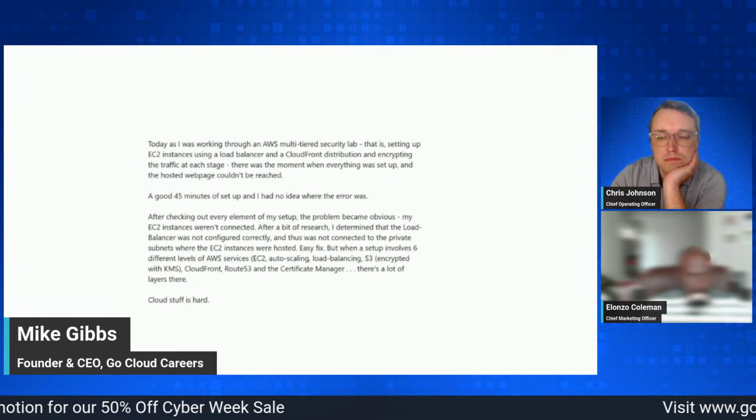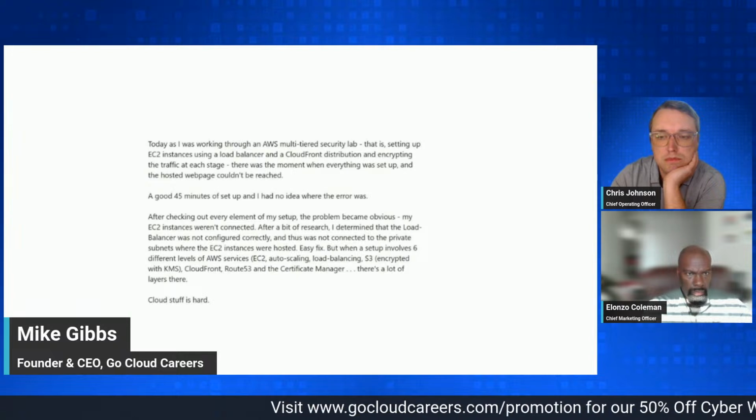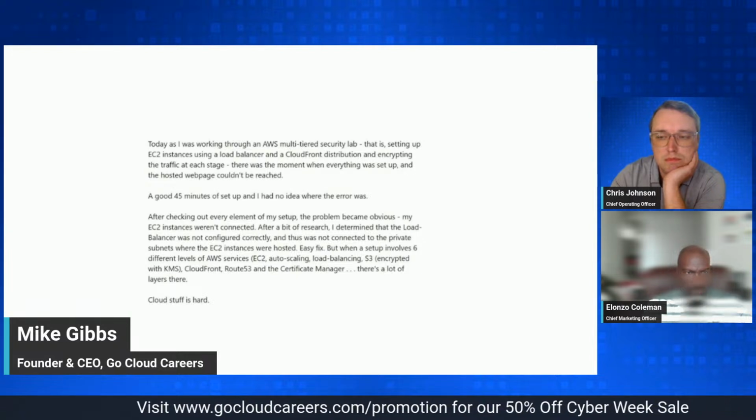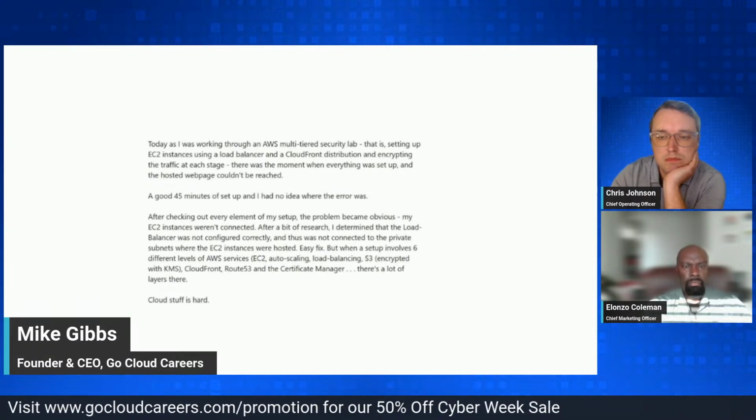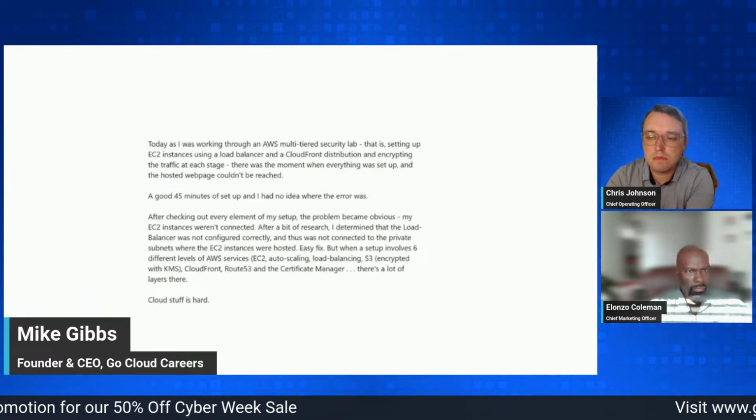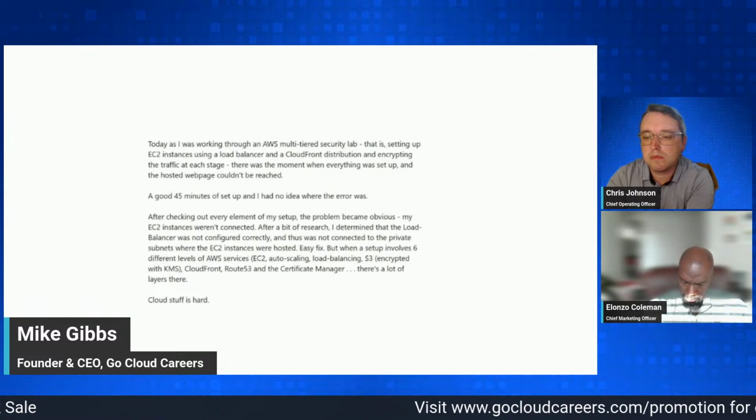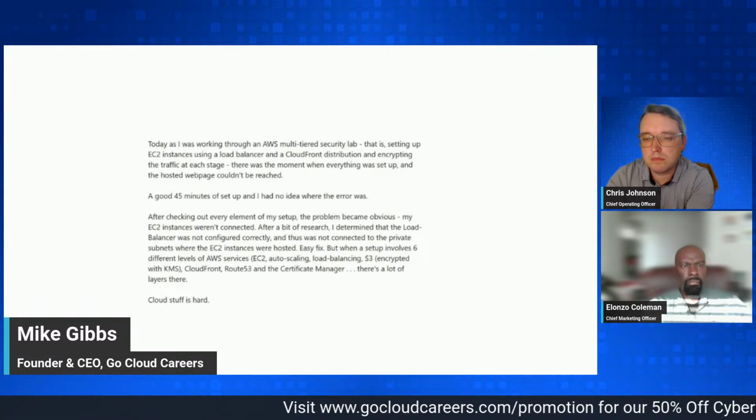Okay, the load balancer wasn't configured correctly, and therefore it wasn't connected. A lot of layers here. Cloud stuff is hard. I don't really suggest building this, because this is not the kind of lab that would be appropriate for a security architect at all. It has nothing to do with what security architects do, and it shows the person doesn't know security.